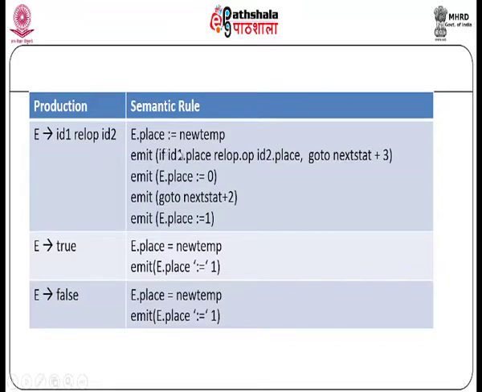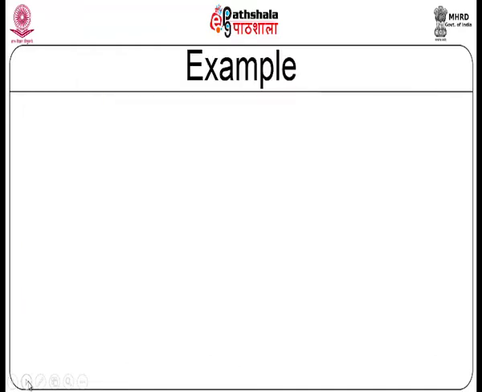So, I have E.place is equal to new temp, and in that the first emit is this one, followed by this, followed by this and followed by this. So, 4 statements will be generated as part of the 3 address code corresponding to one relop. Okay. And then I have E produces true. E produces true will be the final termination. In that case, I will emit E.place is equal to 1, and for false I will emit E.place is equal to 0. Okay, there is a typo here. E.place is equal to 0.